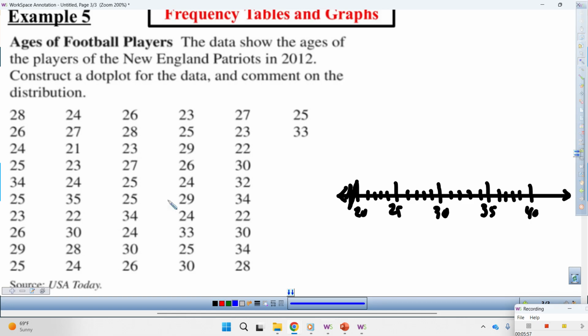So this is how you set up your dot plot. You start your number line from the least amount of data. Put the wiggle so that we indicate that there's nothing below that. And then just start crossing out numbers. So here we go. We'll start with the first one, 28. It's right here. 26. 24. 25. 34. 25. 23.